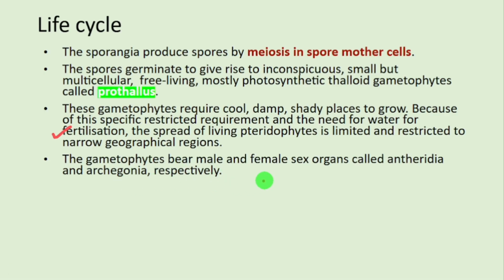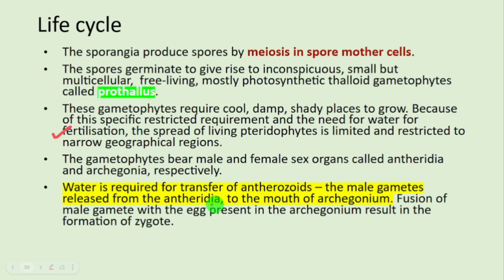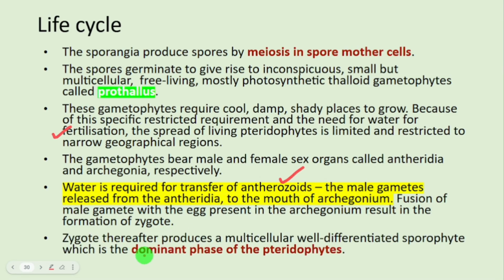Gametophytes bear male and female sex organs. They are called antheridia and archegonia respectively. Water is required for transfer of antherozoid. Antherozoids are male gametes released from antheridia to the mouth of archegonia. Fusion of male gamete with egg present in the archegonium result in the formation of zygote. There is nothing new here. Zygote thereafter produces a multicellular well-differentiated sporophyte, which is the dominant phase of pteridophytes.